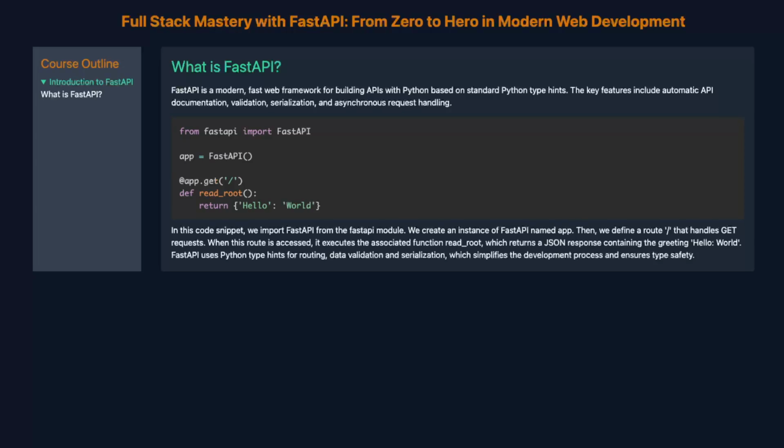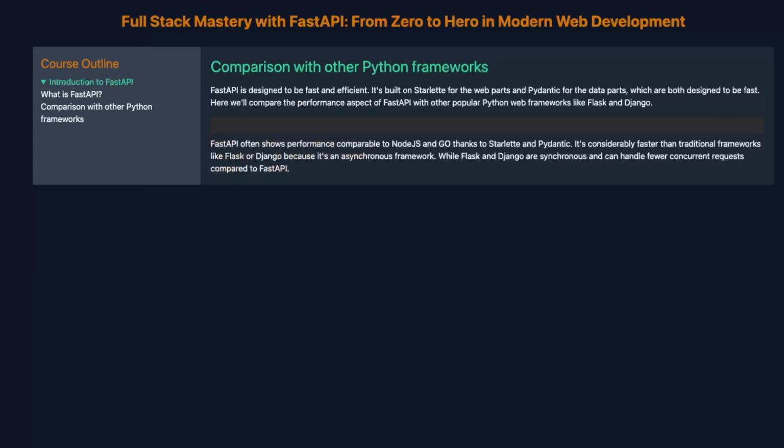In this code snippet, we import FastAPI from the FastAPI module. We create an instance of FastAPI named app. Then we define a route / that handles GET requests. When this route is accessed, it executes the associated function readRoute, which returns a JSON response containing the greeting, "Hello world." FastAPI uses Python type hints for routing, data validation, and serialization, which simplifies the development process and ensures type safety.